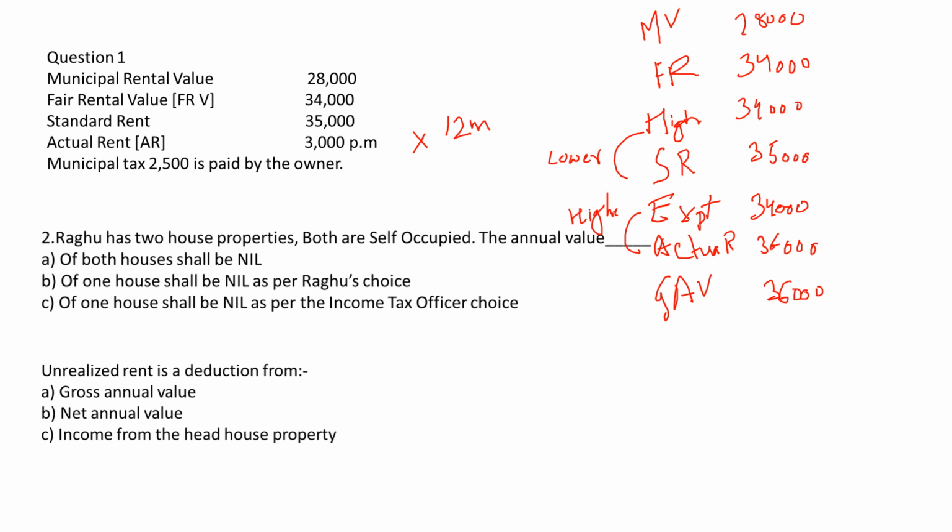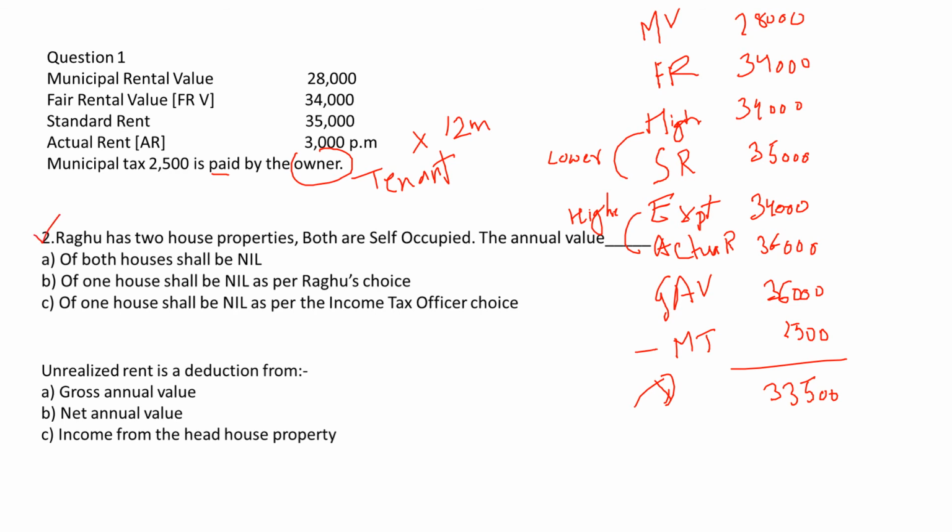Right. Now, if any municipality tax is given, we will be deducting it. Before deducting the municipality tax, you see whether it has been paid by the owner or not. It has been paid by the owner, so you will get a deduction of 2,500. So 2,500 will be deducted, and we will be getting 33,500. If this municipality tax was paid by the tenant, as it has been written here, then we will not get this deduction of the municipality tax. Now come to the next question.